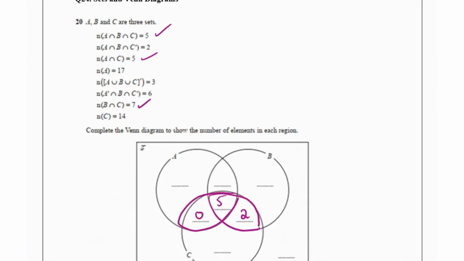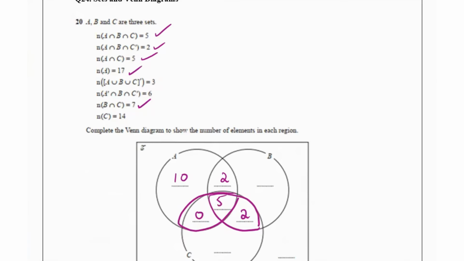Now, A intersection B intersection C complement means only this part above over here. So that's 2, because this includes the intersection between A and B, not C. Done with this. Then the elements in A are 17. So 2 and 5 are already over here. Since 2 and 5 add up to 7, that means 10 comes over here.